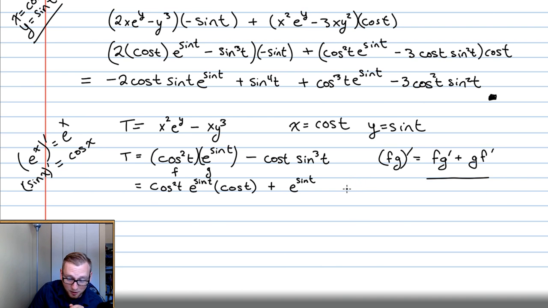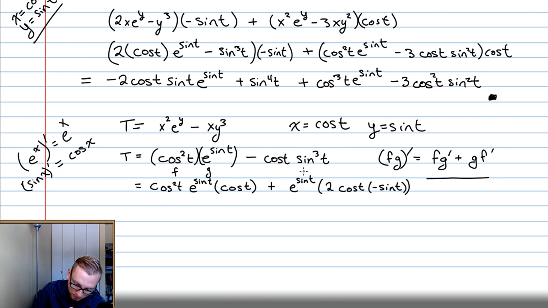Now we need the derivative of cosine squared t. So this would actually be a combination of power rule and chain rule. If I just do it, we'd get a 2 cosine of t. And then the derivative of cosine is minus sine, so we'd multiply by minus sine t. And that would complete our first part.